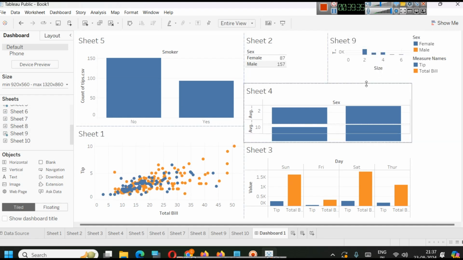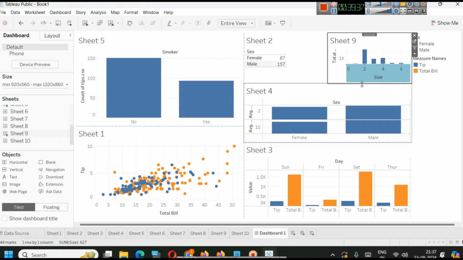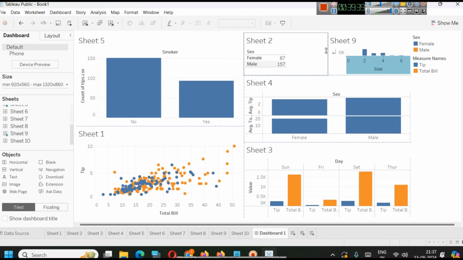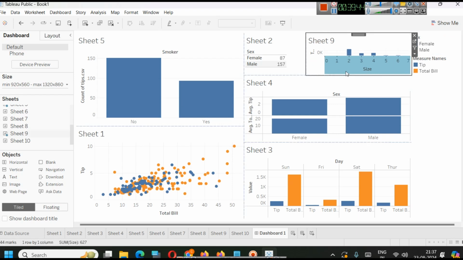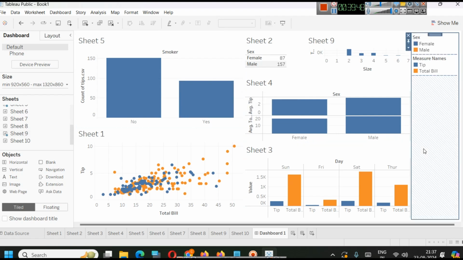Now with the help of this information, or whatever we have analyzed today, you have to go ahead and create some kind of dashboard, okay, and just let us know.